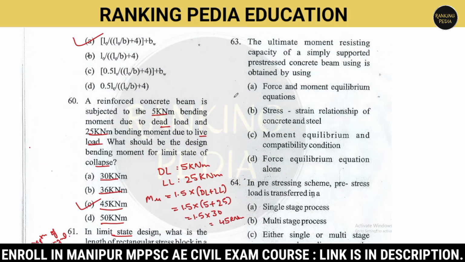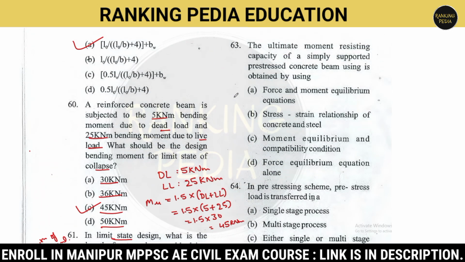Next question is question number 63. The ultimate moment resisting capacity of a simply supported pre-stressed concrete beam is obtained by using which of the following? Option A is force and moment equilibrium equation, option B is stress-strain relationship of concrete and steel, option C is moment equilibrium and compatibility condition, option D is force equilibrium equation alone. So which one is correct? That is the stress-strain relationship of concrete and steel. Option B is correct.